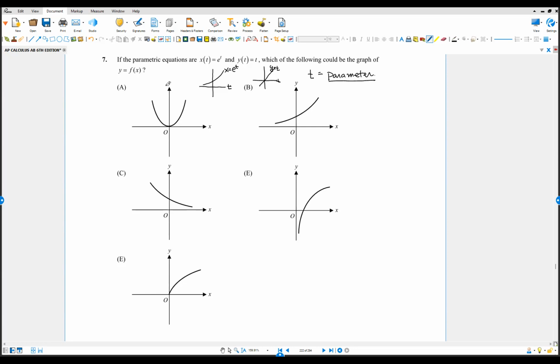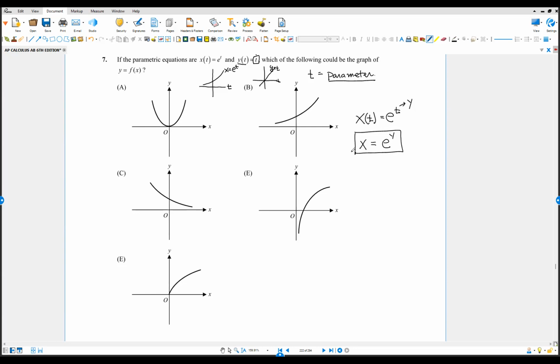So how can you eliminate the t? t equals y over here. Let me write it down one more time: x(t) equals e to the t. We know that t equals y(t), so t equals y. Replace t with y, and now there is no more t. It is e to the y. We just eliminated the parameter t.